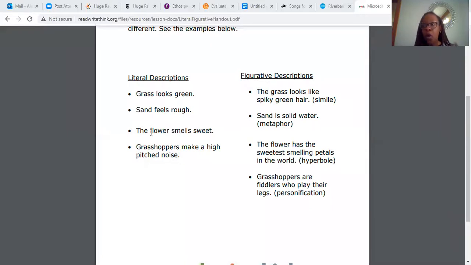But again, there's always a need to explore and look at those meanings, those figurative meanings, shall I say. Another example: the flower smells sweet. That's literal, clearly identifying how the flower smells. Now let's look at the figurative statement: the flower has the sweetest smelling petals in the world. So it doesn't just smell sweet, it's the sweetest smelling in the world. So that's hyperbole. Figurative meaning takes on many different terms too.